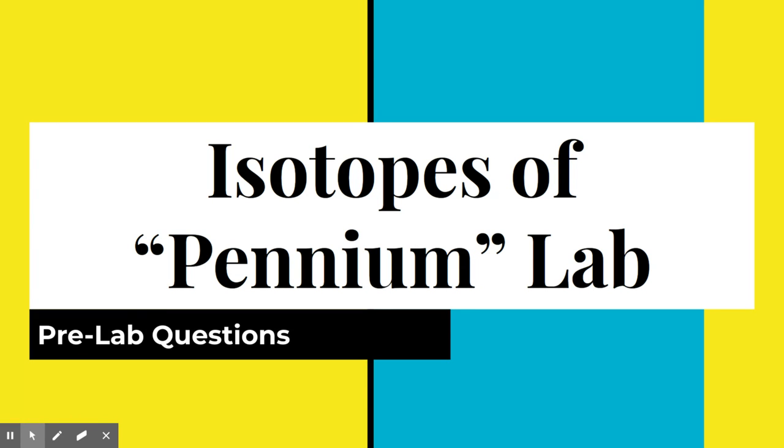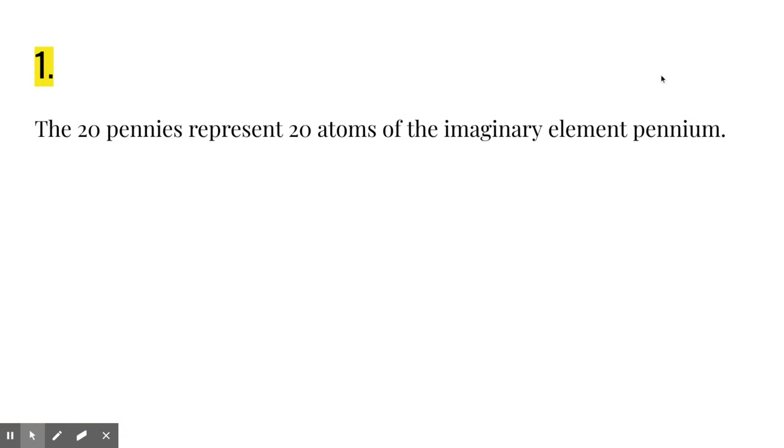The first question, what do the 20 pennies in this investigation represent? The 20 pennies in this particular lab are going to represent the 20 different atoms of this imaginary element that you have discovered called Pennium that has the element symbol Pe.